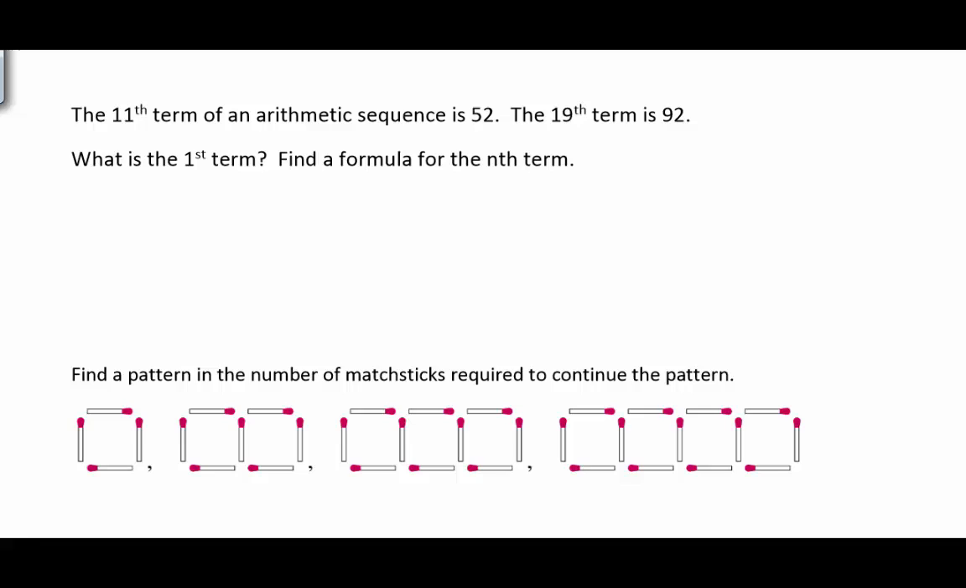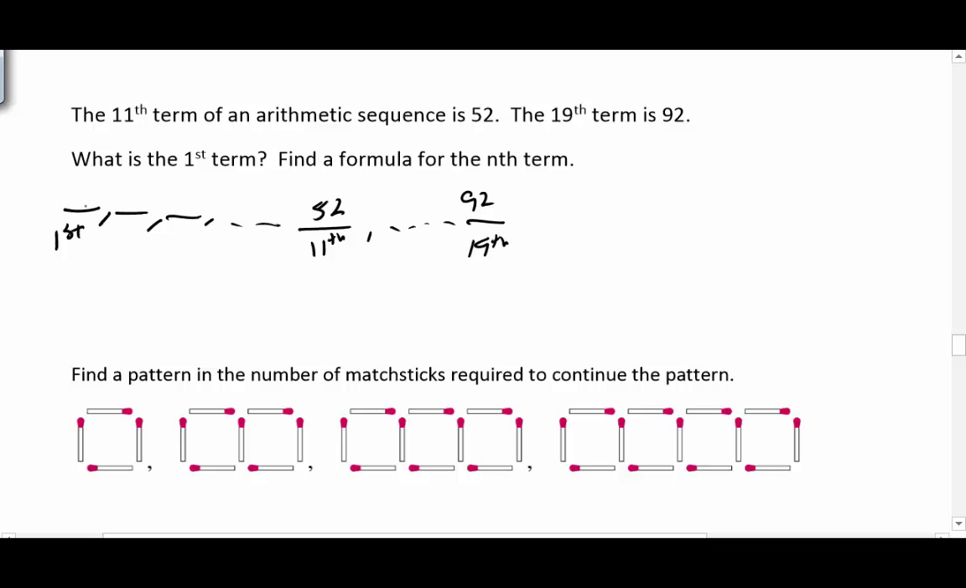So somewhere in this pattern, I don't know what the first number is, I don't know what the second number is, I don't know what the third number is, dot, dot, dot. Somewhere I've got the 11th number, and it's 52, and then I've got the 19th number, and it's 92. And the idea is, can I work backwards and get the first number? And then I can use that formula that we looked at earlier to generate the nth term.